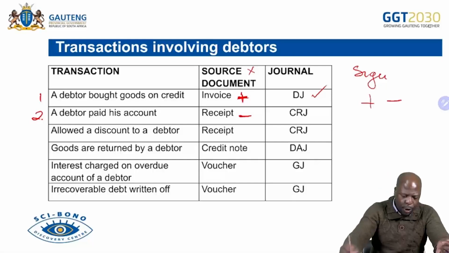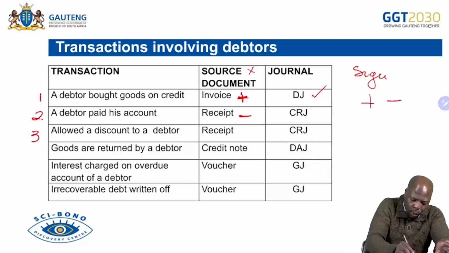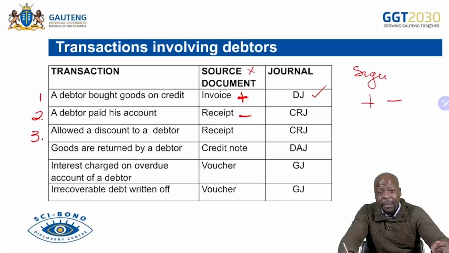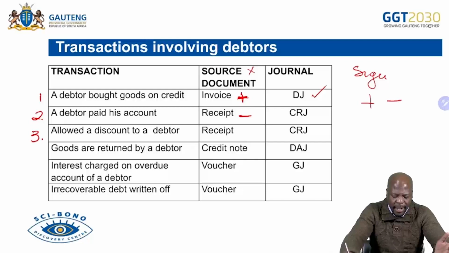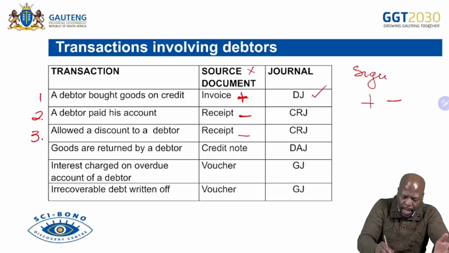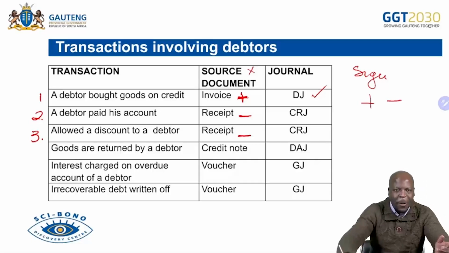All right. So let's go to the one that I'm calling number three. Allowed a discount to a debtor. When we allow a discount to a debtor, it is still a receipt, and then the sign will also be a minus.